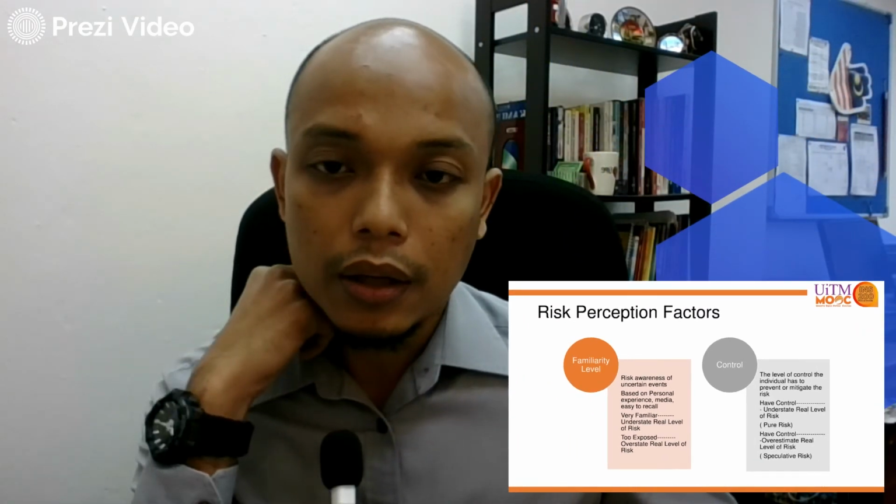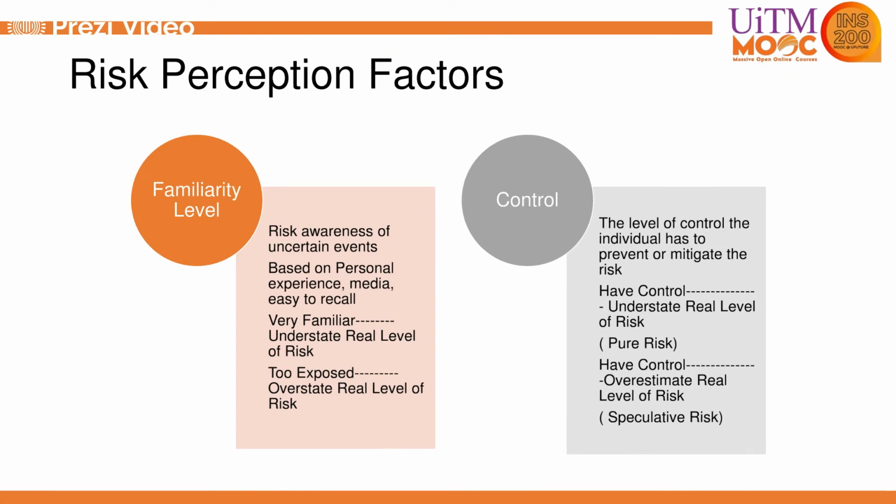The second one is control. This is the level of control that an individual has to prevent or mitigate the risk. When a person has a certain control over the event or things, they normally understate the real level of risk. But if the person does not have any control over the event or things, they tend to overestimate the real level of risk. For example, people are more afraid of traveling by aircraft or airplane as compared to the car. Why are people afraid of traveling by airplane? Because they do not have control over the plane. They are not driving the aircraft, so when they cannot have control of that situation, they tend to overestimate the level of risk.